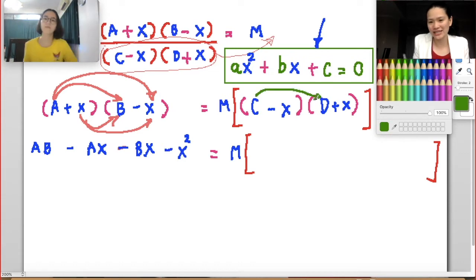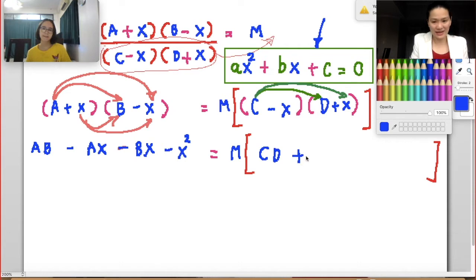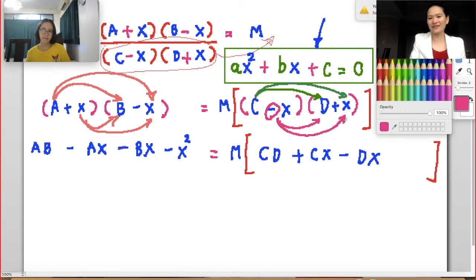C multiplied with D, we get CD. Okay, good. How about C multiplied with X? What is the answer please? Positive CX. Correct. Next one, negative X. Negative X, don't forget negative. Negative X multiplied with D. Very good. Next one, negative X multiplied with X. X squared. Good job. Now we do the next one.